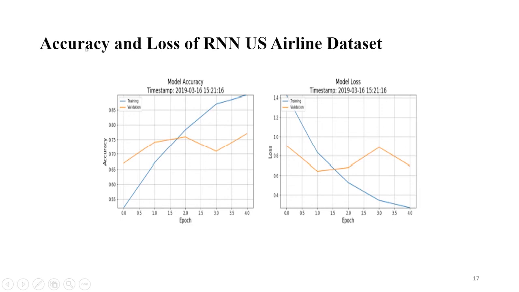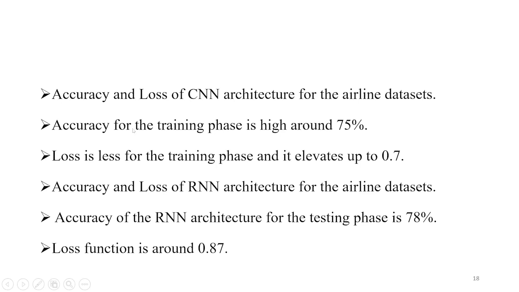On the same data set, the accuracy and loss are calculated based on RNN. Here we can see around 78% accuracy based on RNN and 0.87 loss, which are represented in the graph. So as mentioned, the accuracy is 75% in the case of CNN, and loss is 0.7. And in the case of RNN, accuracy is around 78% and the loss function is 0.87.